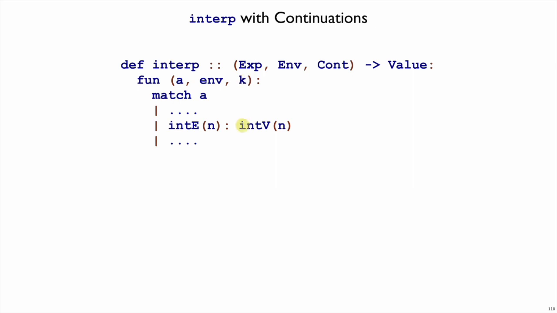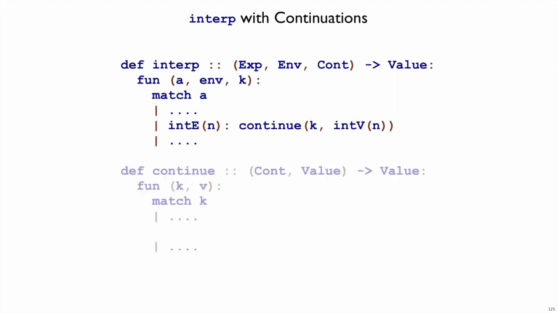And so we need to somehow combine that continuation with this value to continue. This time it does work to have a helper function, continue. And it works because there are no new interps that we are introducing here. We have a value, we have a continuation. We can then do the next step on that continuation.